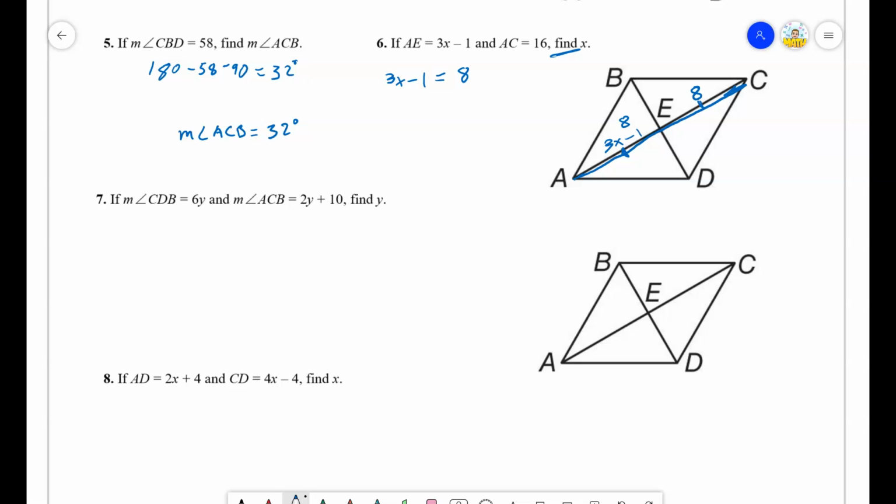Okay, so we have to be clever. Notice I took the 16. If you're wondering where the 16 went, it's still there. But since the diagonals bisect each other, I divide it by 2 so that I can solve this equation for x. So I have 3x minus 1 equals 8. We add 1 to both sides, we got rid of the minus 1. And now we just have 3x equals 9. Really easy one-step solve now. So we divide both sides by 3. And we find that x equals 3 in that situation.